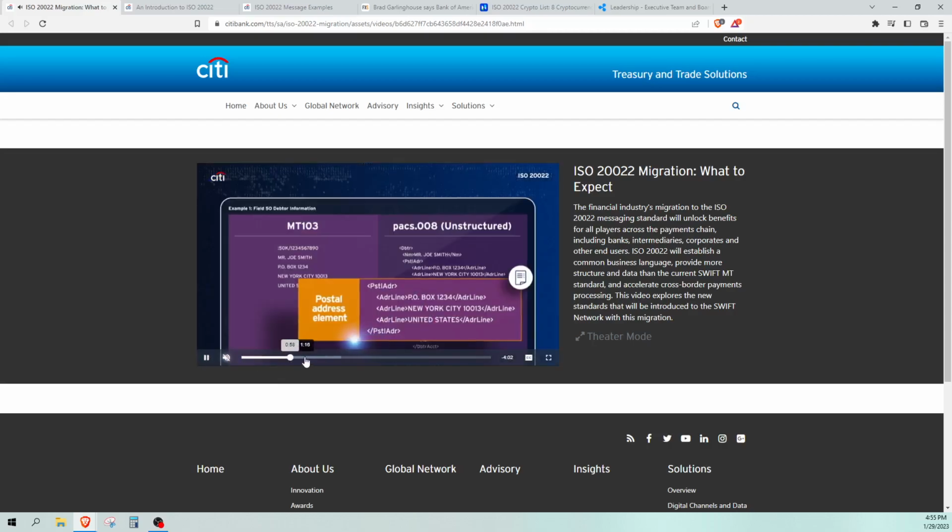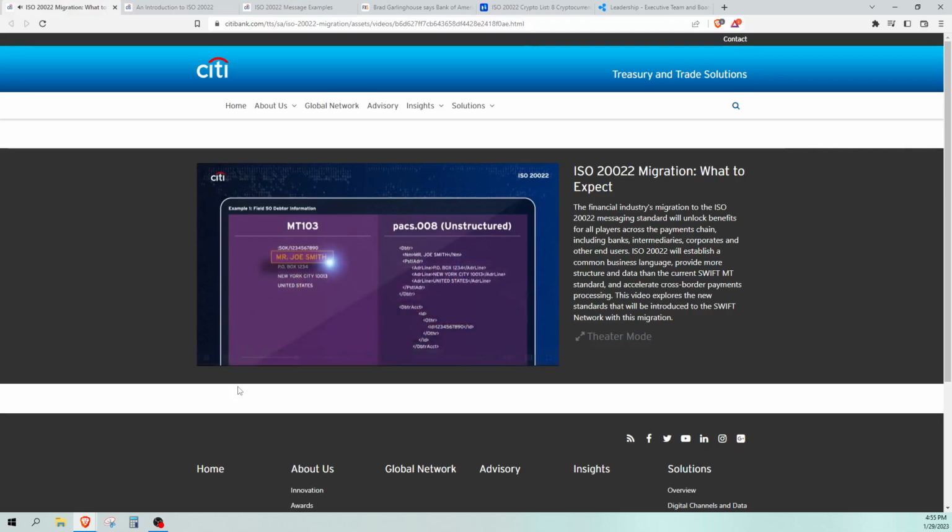It also gets very complicated when it starts explaining things like this. 08 will accept free format text in the postal address element. The first line of field 50 in an MT, which I'm not going to get into.